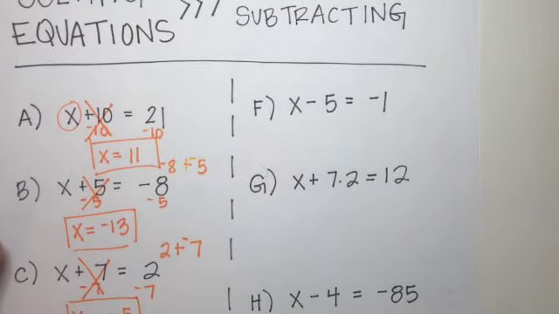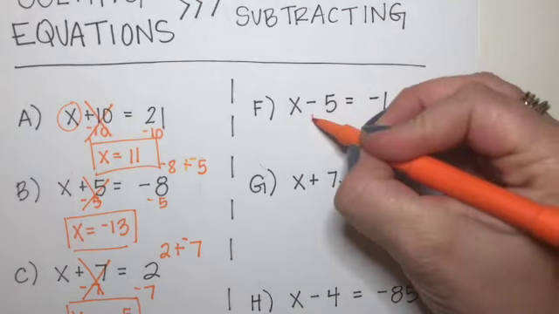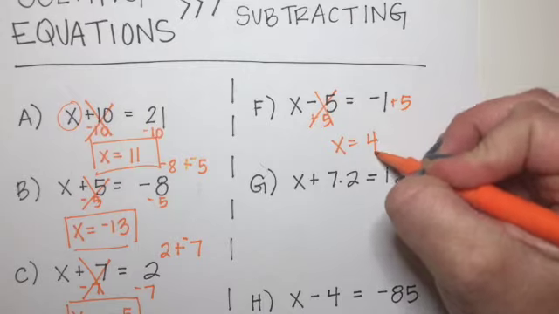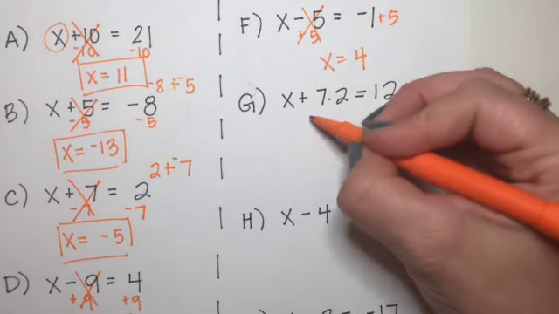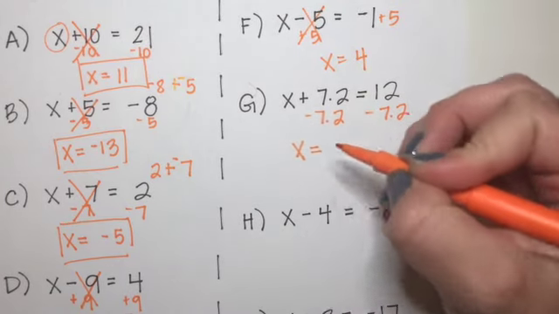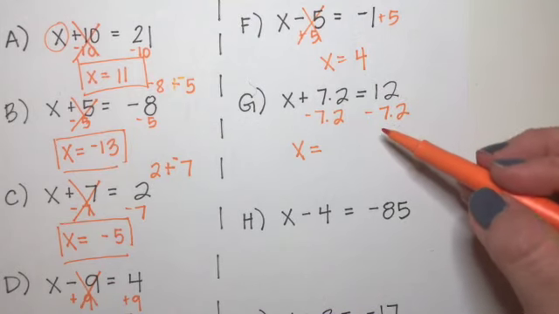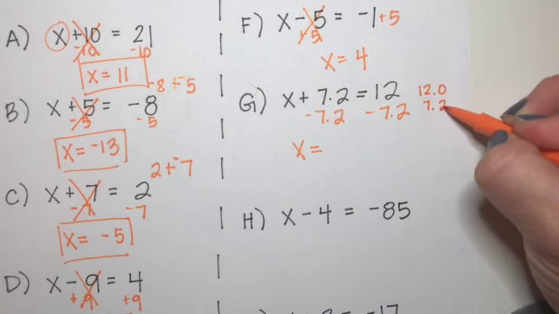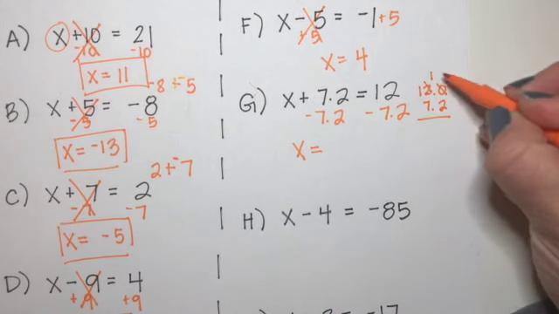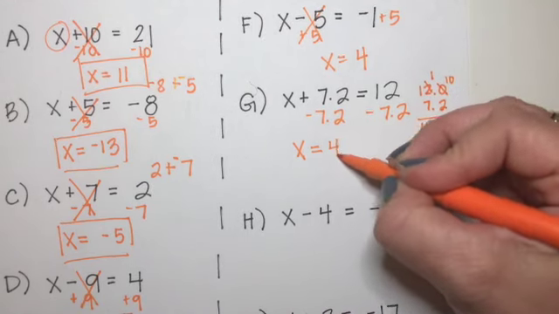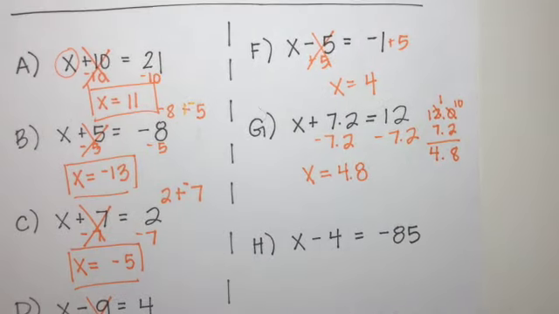Okay, so hopefully you did that and you completed the next 5. So let's walk through them and we'll see if you got them correct. On letter F, we're going to add 5 to both sides. -1 plus 5 is 4. On letter G, we're going to subtract 7.2. It looks a little bit weird because there are decimals. So let's just review. You line up the decimals. I'm going to make this a 10, make that a 1. 10 minus 2 is 8. 11 minus 7 is 4. So x would equal 4.8.